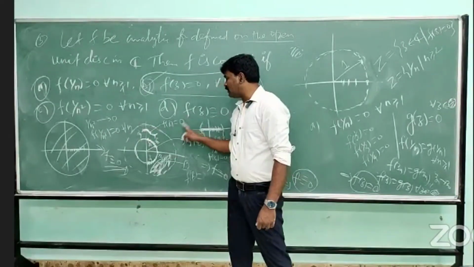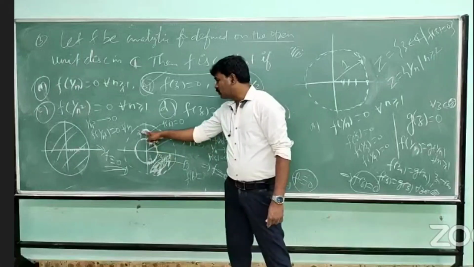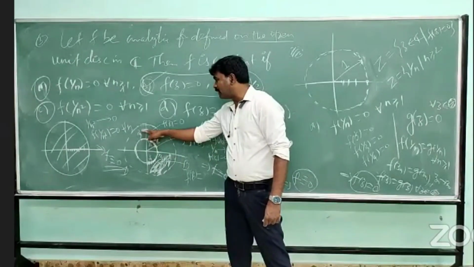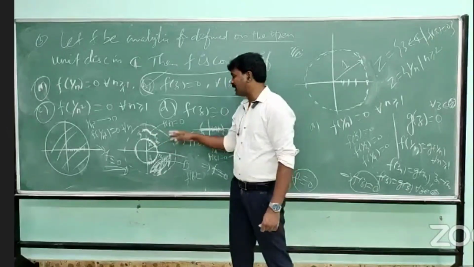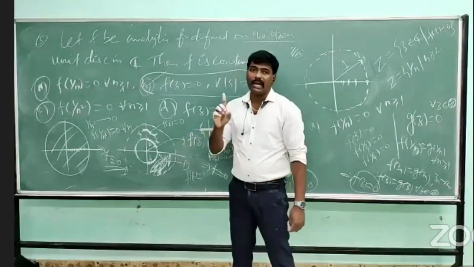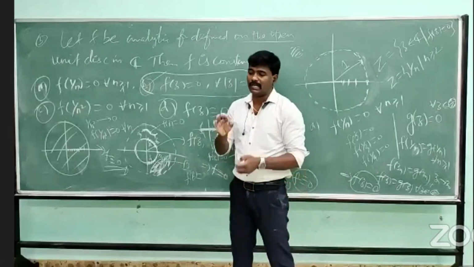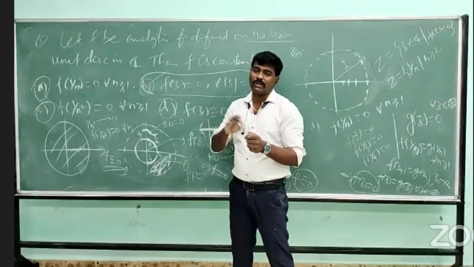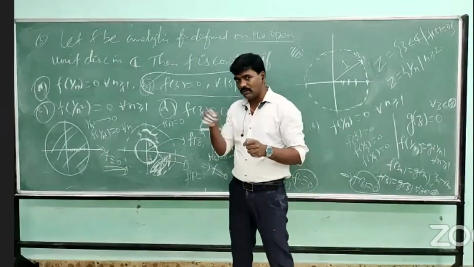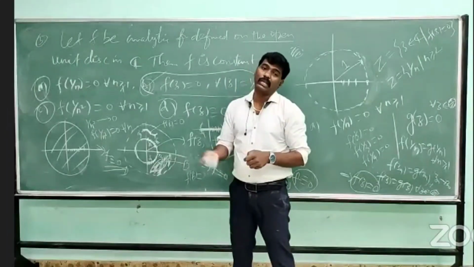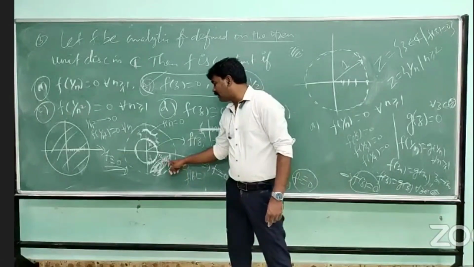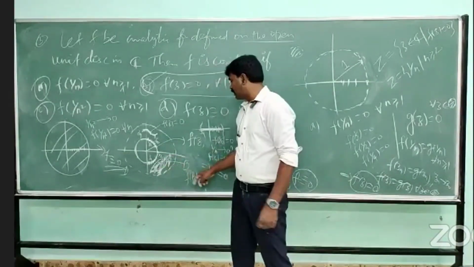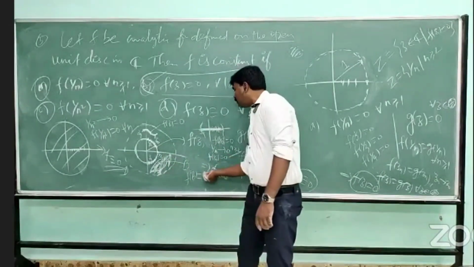Now f of Zn equals 0 for all points. So f is vanishing on this arc. In particular, any points in the arc are also vanishing, so f of Zn is also 0. By the identity theorem or uniqueness theorem, if f of Zn equals 0 for all n and Zn converges to some point, then f is identically 0. Once f is identically 0, in particular f also takes 0 here. So that is why f of b equals 0.